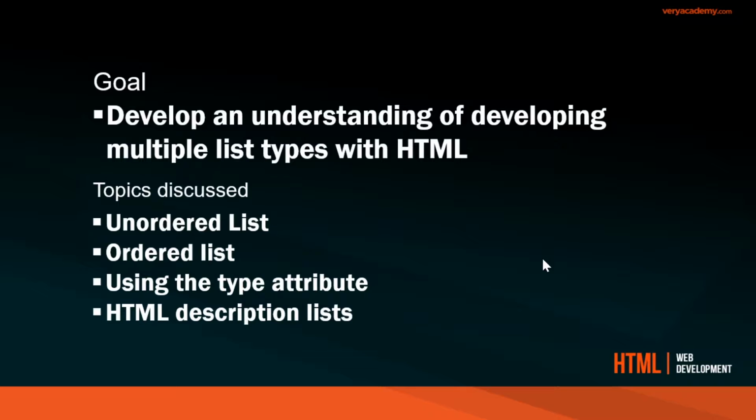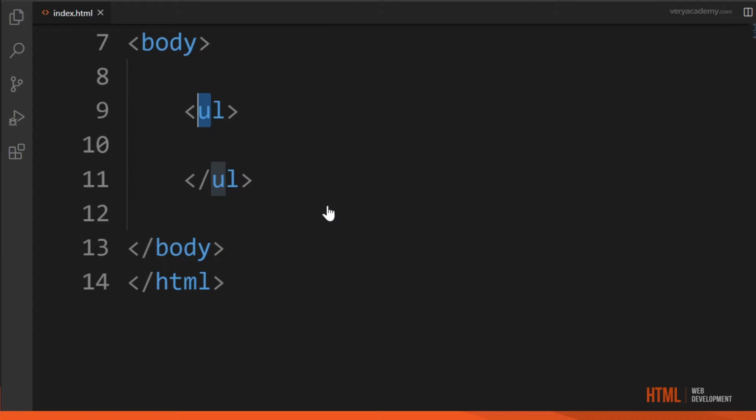So in this tutorial, we'll be looking at HTML lists, the unordered list, ordered list, and HTML description lists. So we're looking at using the type attributes and some of the different properties that we can apply to HTML lists. So first up is the unordered list.